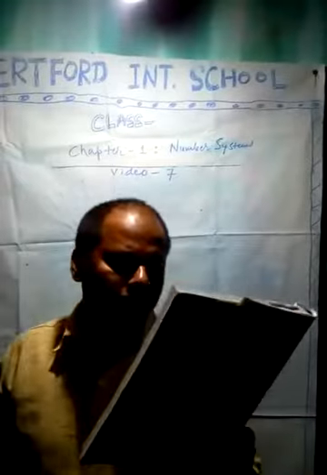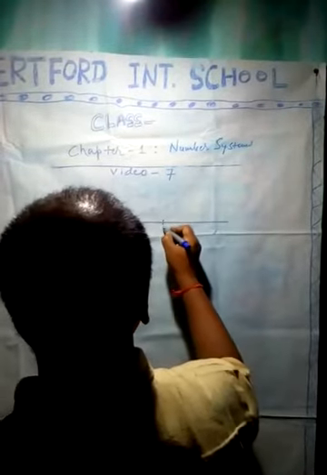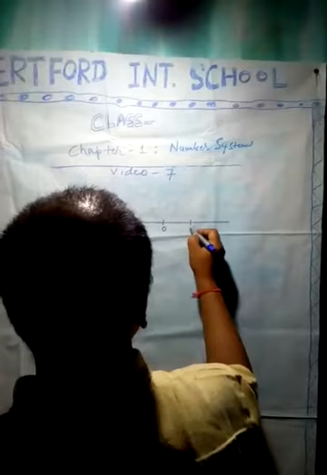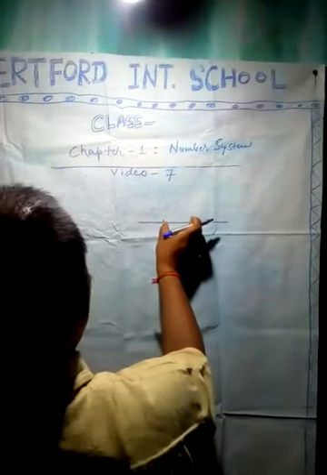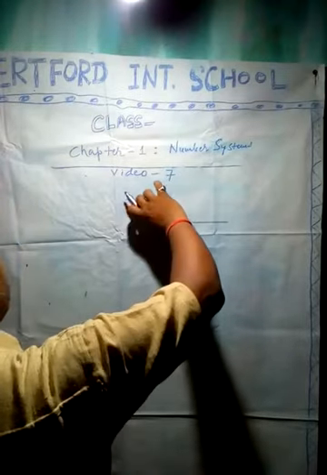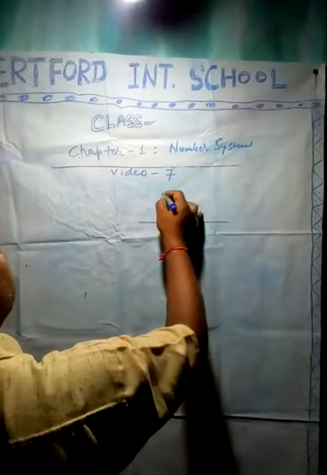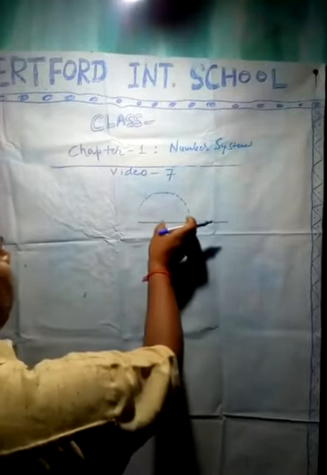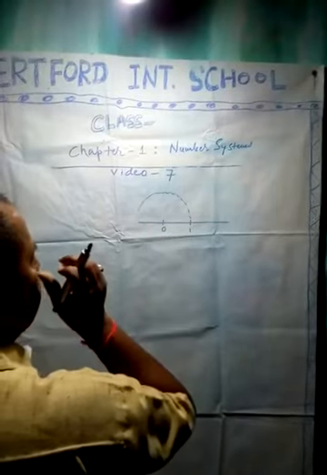Example number 4. Locate root 3 on the number line. You have to take 1 unit and make an arc here likewise. So here you can make from here to there, 1 is there.